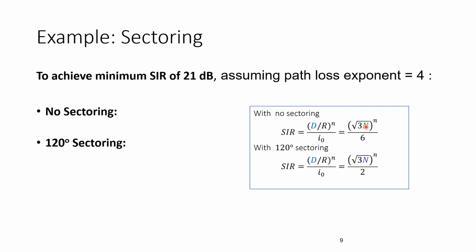Now, I'll just say the answer now. The answer is N equal to 12. The smallest cluster size is N equal to 12. Of course, if you go higher than this, you'll get less signal to interference ratio.